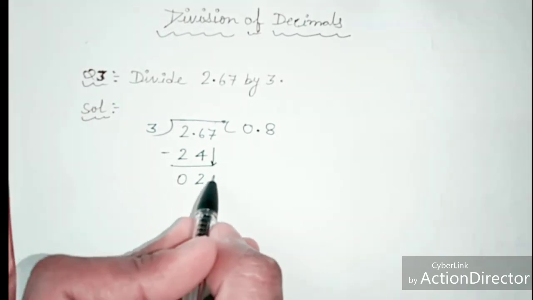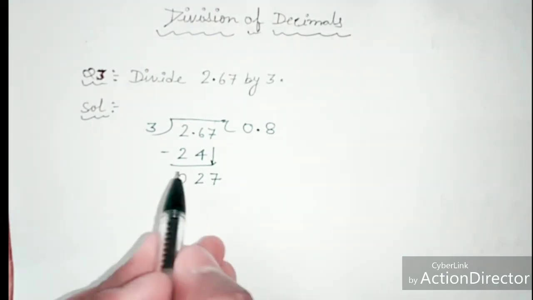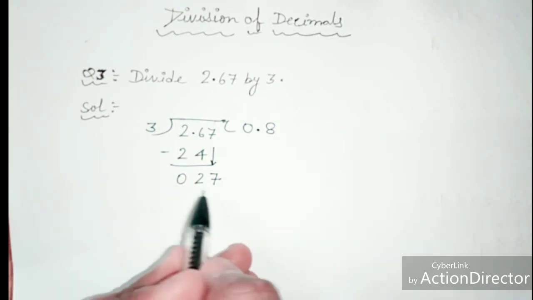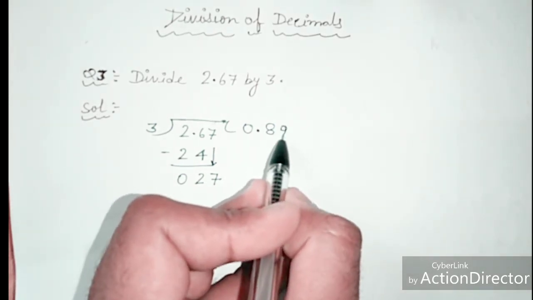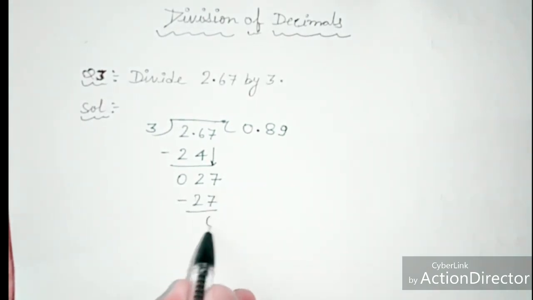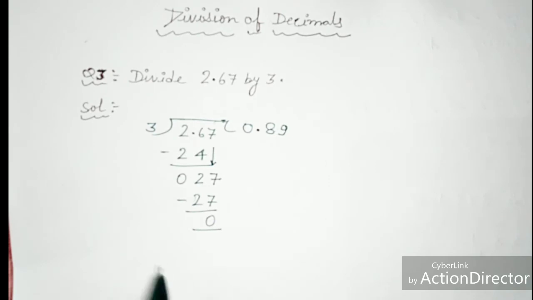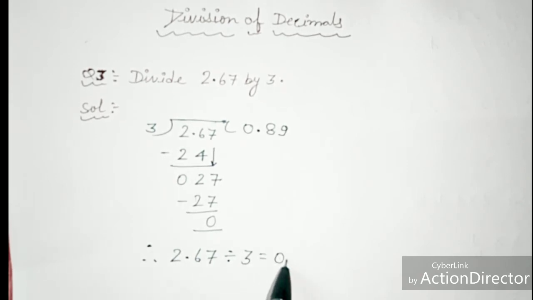Then we take 7 here and then divide by 3. 27 divided by 3 is 9 times. 3 9s are 27. Then 27 minus 27 is 0. So here when we divide 2.67 by 3, it gives quotient 0.89.